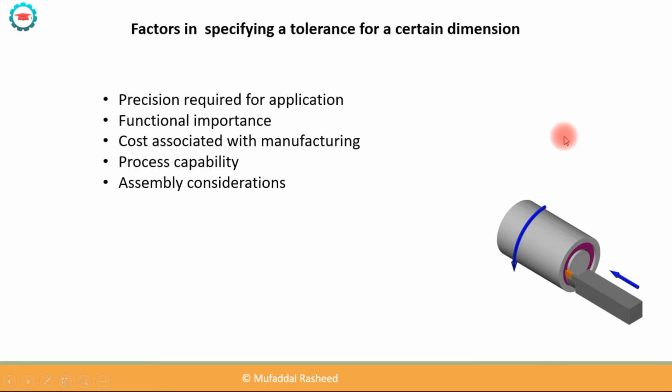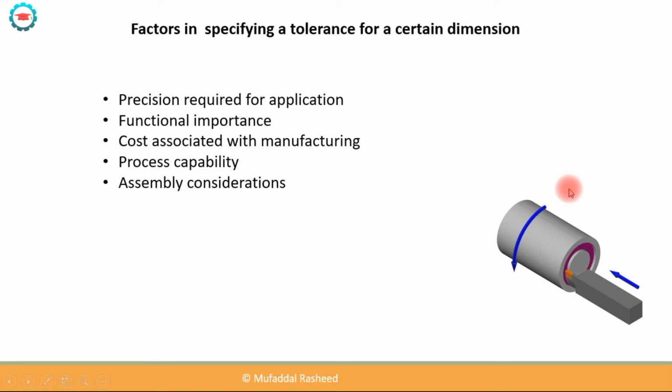The next point is process capability. As we have already seen, all the manufacturing processes have their limitations. Some manufacturing processes are versatile, some are not. As we have already seen, the casting process cannot make parts which have very fine tolerances. Hence, that has to be kept in mind while designing for those processes.